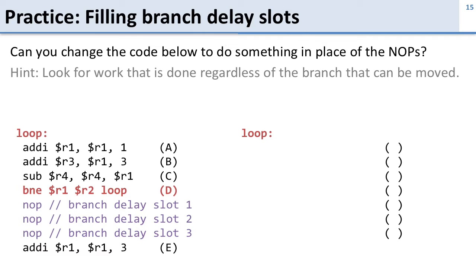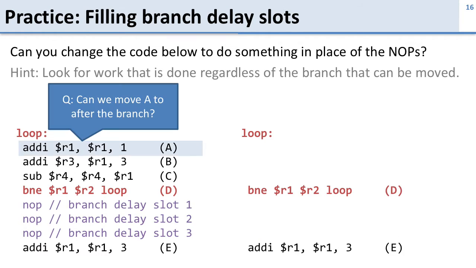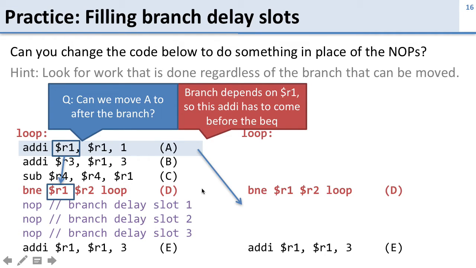Let's try filling in the branch delay slots. So here's some code, and we've got a bunch of branch delay slots here so that we do the right thing. And the question is, can we move stuff around in order to make this code more efficient? So let's take a look at it. Let's look at our first instruction here. Can we move this instruction to after the branch? Can we move this down to fill in one of these branch delay slots? And the answer to that is no, we can't. Because if you look at what's happening here, we're generating the result of R1 here, and we're using that in the branch. So this has to finish before we get to the branch. So it depends on it, so we have to have that before the branch. Okay, so we can't move that one.